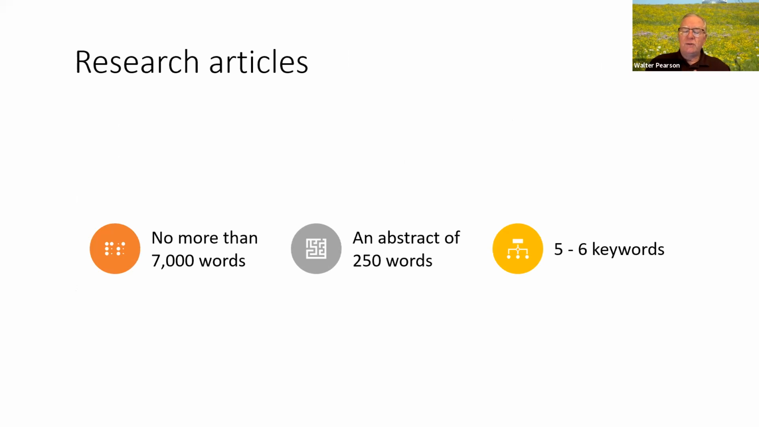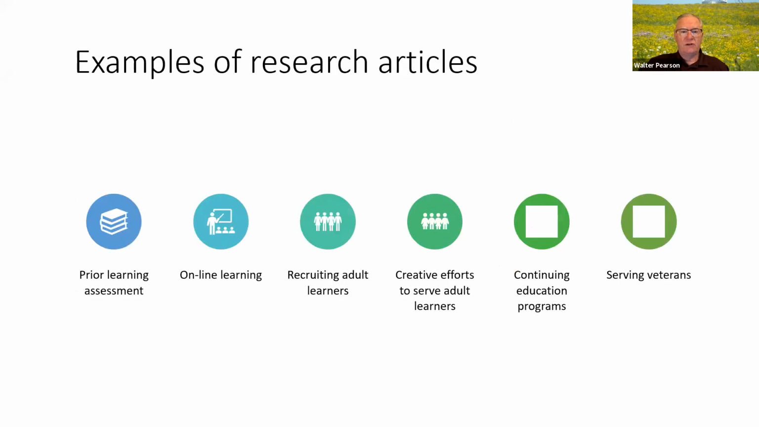So research articles are up to 7,000 words. We need an abstract of 250 words and 5 to 6 keywords that help describe the article. That's what the research articles consist of. And examples of research articles, we've had articles on prior learning assessment, online learning, recruiting, mostly about creative efforts to serve adult learners. We have a lot of articles about serving adult learners. That's really the area of focus of the journal. And those are the areas often which have the highest number of downloads. So people look to us to be publishing in this area, and that's really what we try to do.